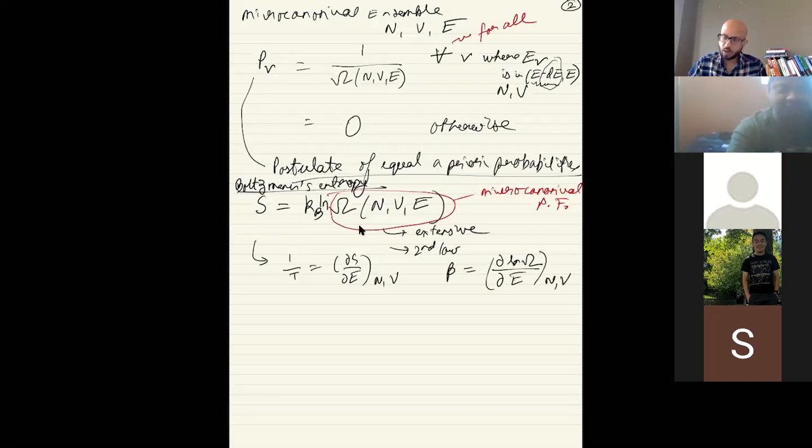I also worked through how you can get all sorts of other thermodynamic properties from this log of omega. So if you can calculate the microcanonical partition function, you have all thermodynamic information inside it. It contains everything. You just have to manipulate it in order to get those things out, but it contains everything. Calculating it is hard.